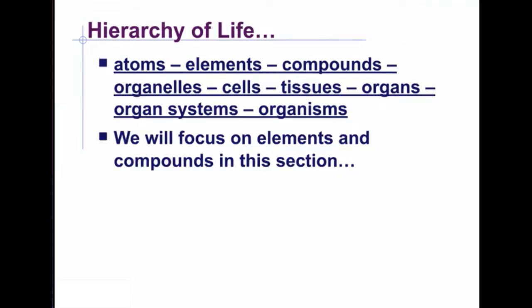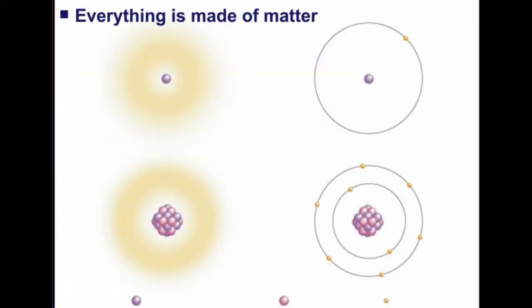So, just a perspective, we know that in the hierarchy of life, this is basically the sequence: atoms, elements, compounds, organelles, cells, tissues, organs, organ systems, to comprise organisms. So we will focus today on elements and compounds for this session. Now we know that everything is made of matter, and matter is made of atoms.